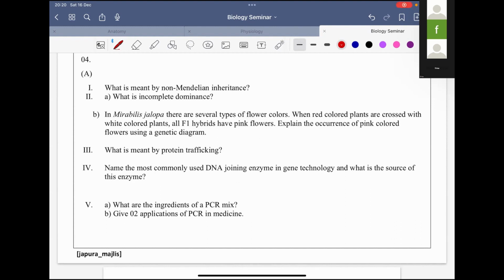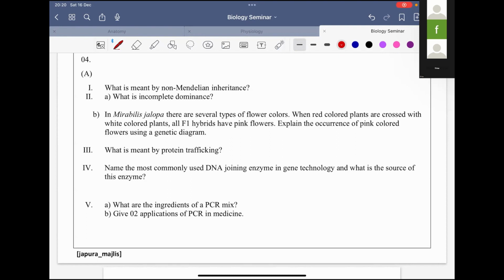If they ask you what is meant by non-Mendelian inheritance, you can say it is the inheritance pattern in which traits do not segregate in accordance with Mendel's law of inheritance. What I told you now was directly from your resource book. They do not go with the rules of Mendel's law of inheritance. They will segregate in a different manner.